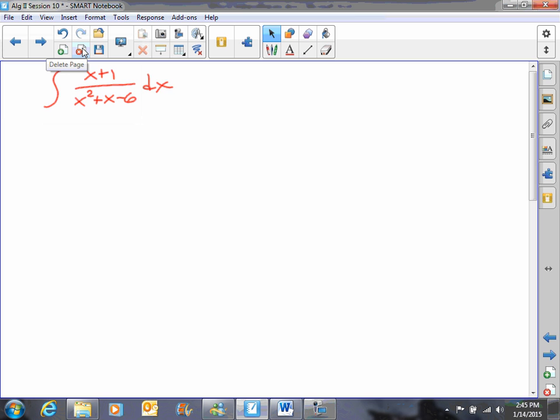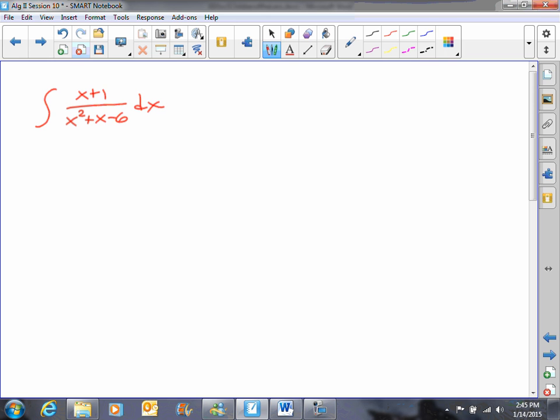We're going to be talking about a technique of integration called partial fractions, or integrating rational expressions by the use of partial fractions. So one of the best ways, I think, to start out would be to show you what it is that we wish to do.